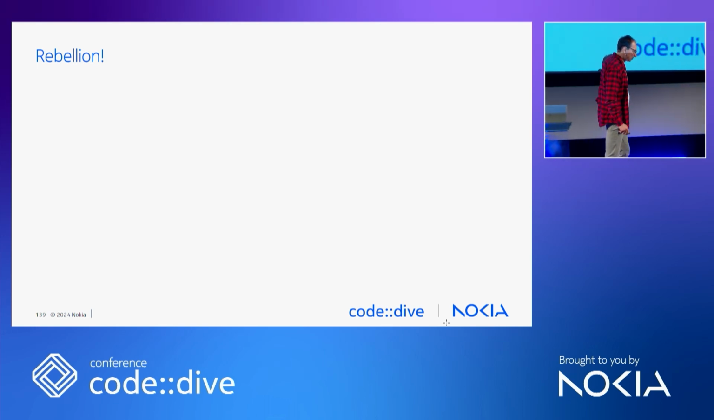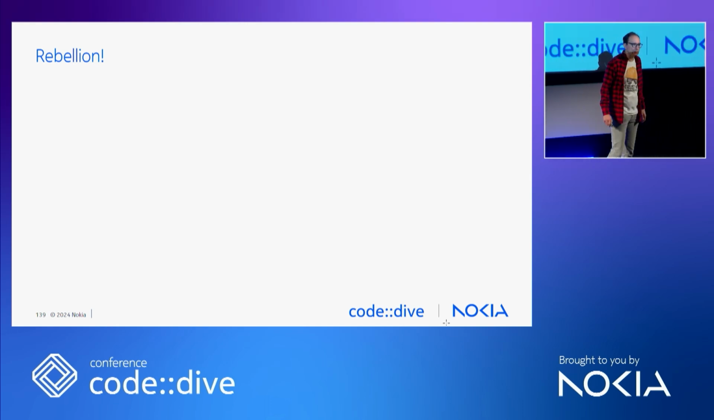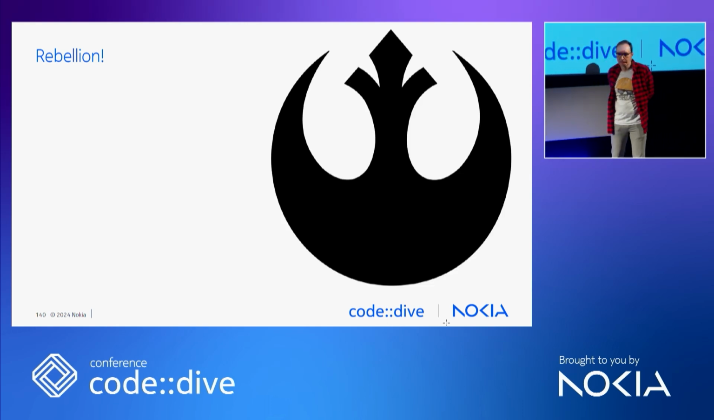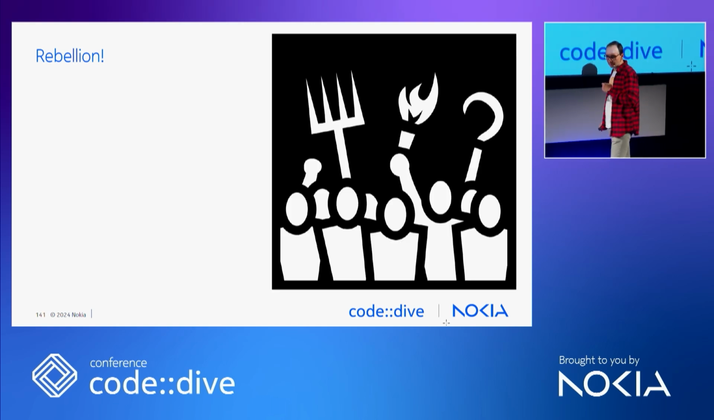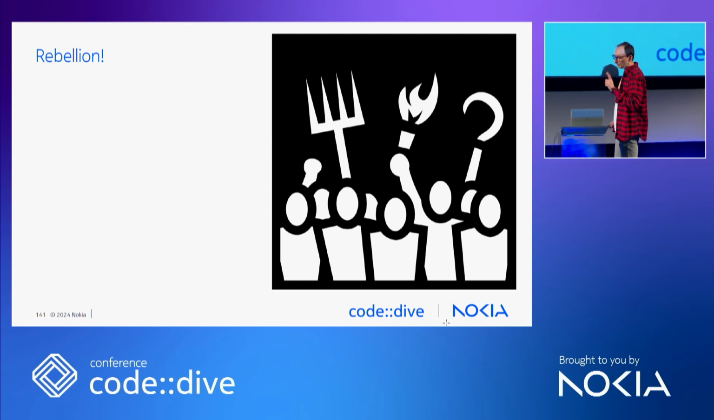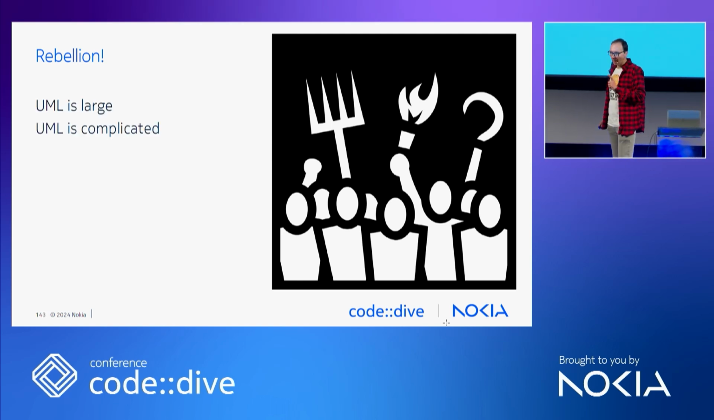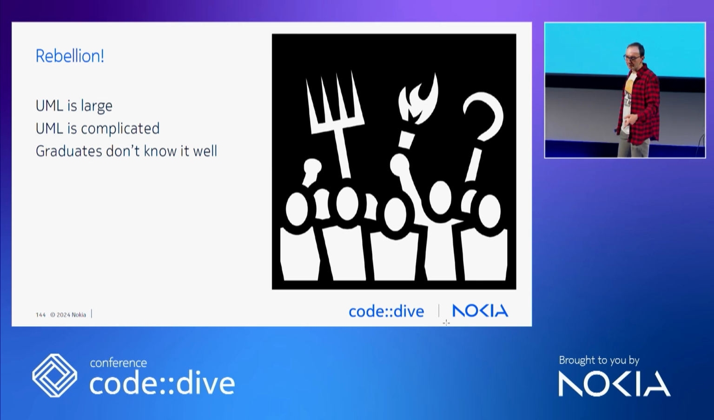And just 4 years after the first version of UML was released, people started to rebel. Well, this was not this rebellion. This was in 1977. I'm talking about this 2001 rebellion. People found out that, oh, UML is large and complicated. And people who graduate from universities, because every single university in the world taught UML back then.